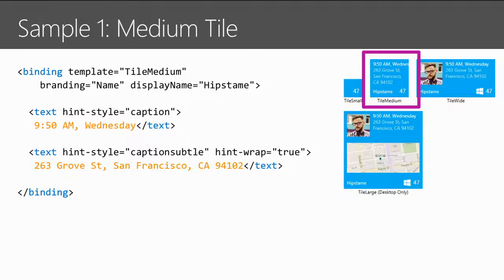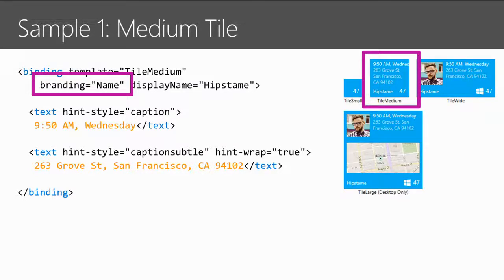Okay, so now let's see how we might create this medium-sized one. So you can start to see, to create that exact same one, we first add that the branding is included. So we have the name. You can see it says Hipstamy on it. Yes, great.